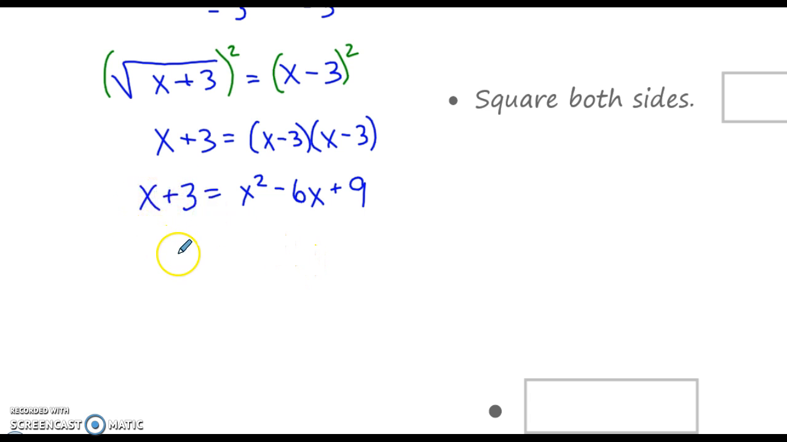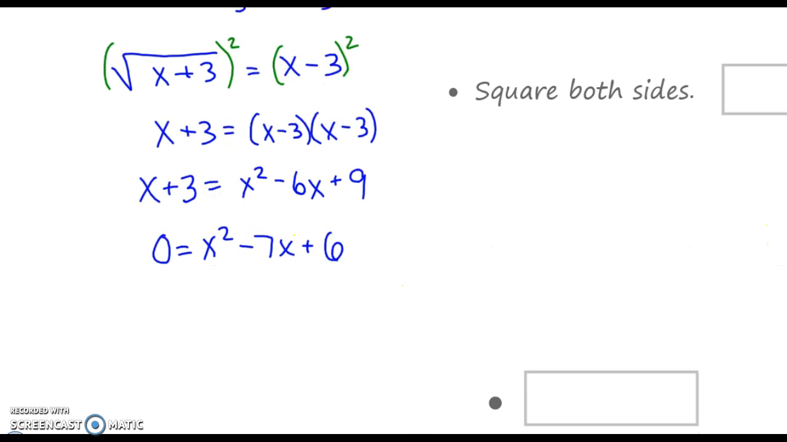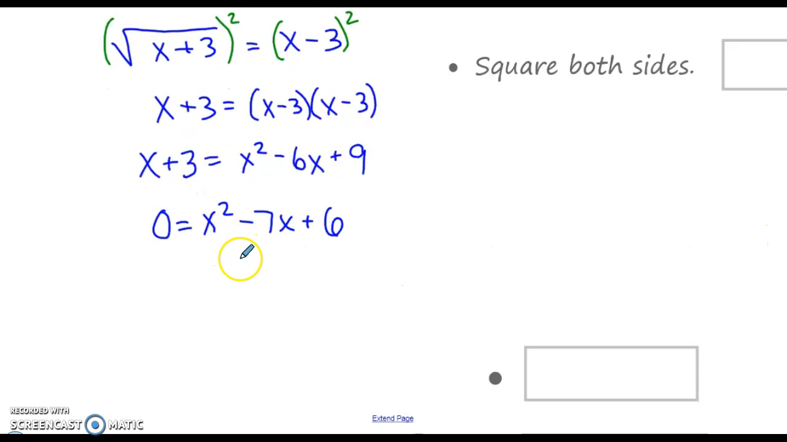All of them involve getting everything over to one side. So I'm going to subtract x and subtract 3. And over here I get x squared. Over here I subtracted x. Minus 6x minus 1 more is minus 7x. And then I subtracted 3 from each side, so 9 minus 3 gives me a plus 6. And now I've got a quadratic set equal to 0. So now I'm going to solve this using one of my fabulous methods we just reviewed.